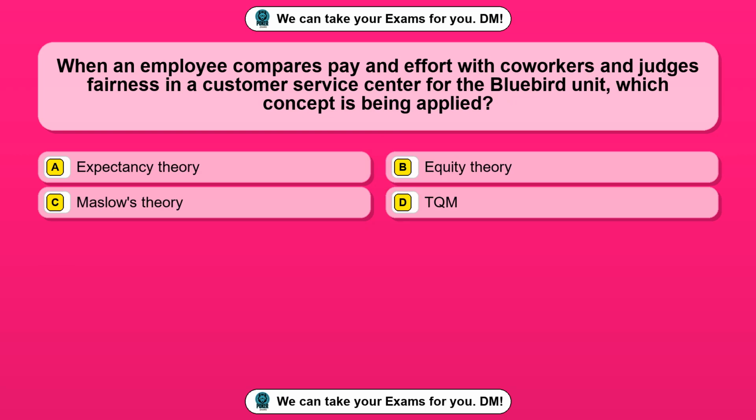Question 37. When an employee compares pay and effort with coworkers and judges fairness in a customer service center for the Bluebird unit, which concept is being applied? Option A, expectancy theory. Option B, equity theory. Option C, Maslow's theory. Option D, TQM. The correct answer is option B, equity theory.